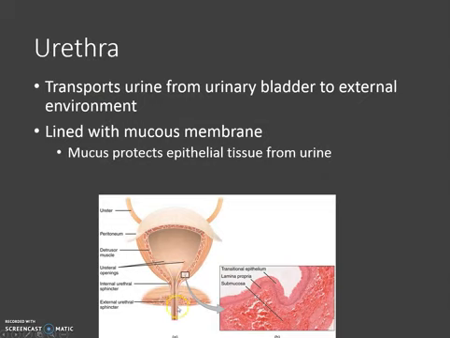The urethra is a tube that delivers urine from the urinary bladder out to the external environment. It's lined with mucous membranes, so it's got epithelial tissue. There's mucus that helps to protect the epithelial tissue, and so its job is just to transport material, urine, from the urinary bladder to a toilet, for example.